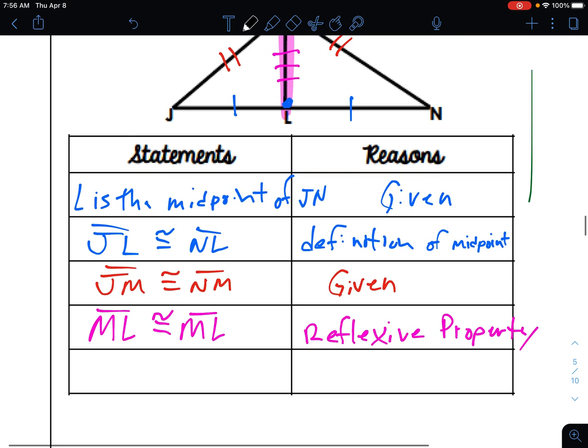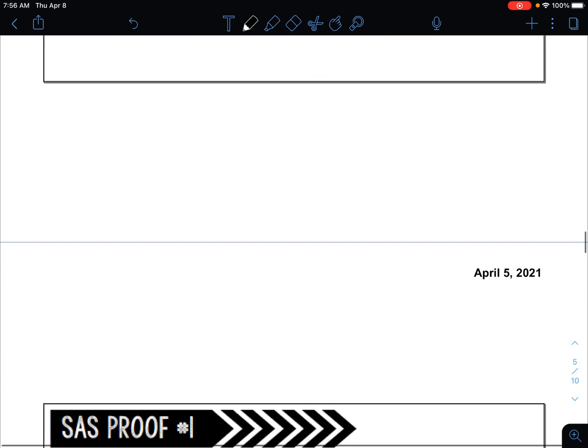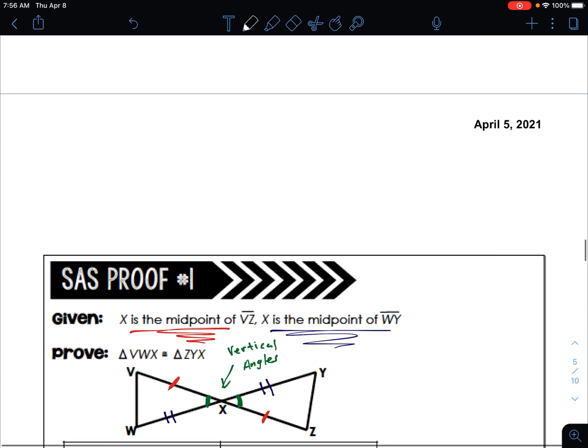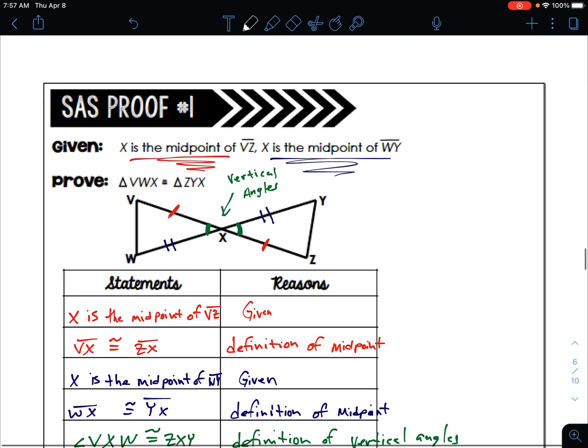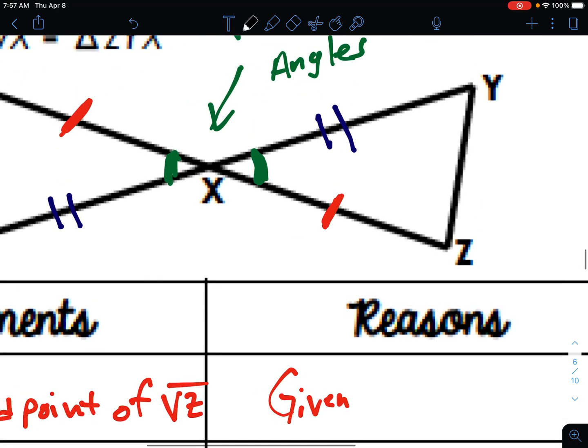And then to finish it all up, we got our triangle. So JLM, triangle NLM, and the postulate we used was side, side, side. Okay, let's go mark up this next one. Oh, I still have it all marked up. Holy cow, right? So that's the answer for this one, okay? You can go try it out.